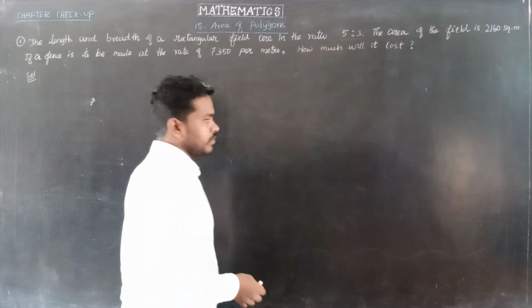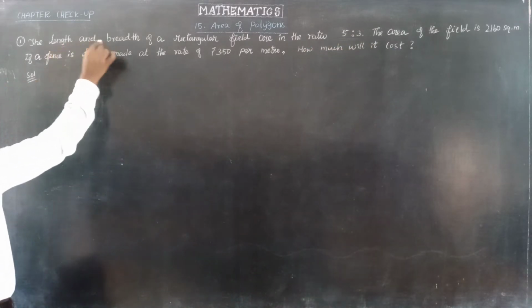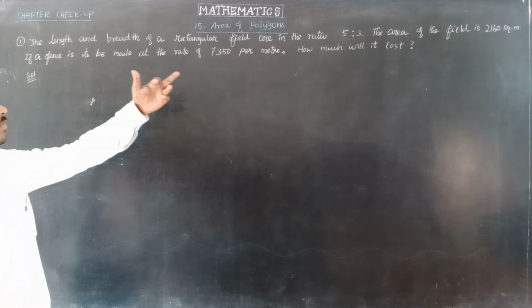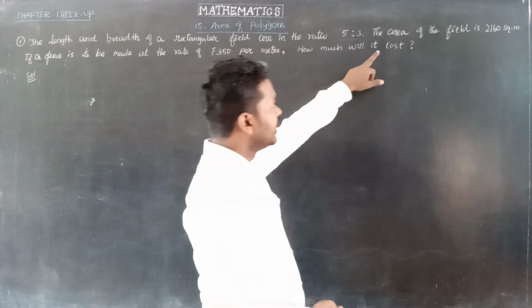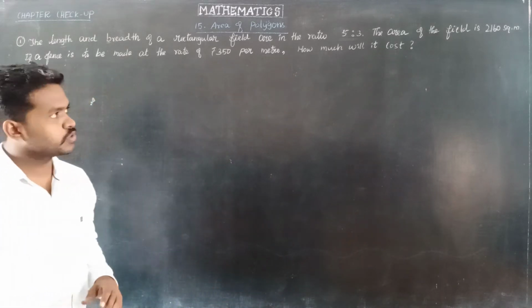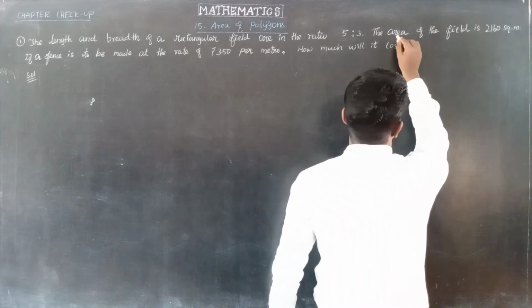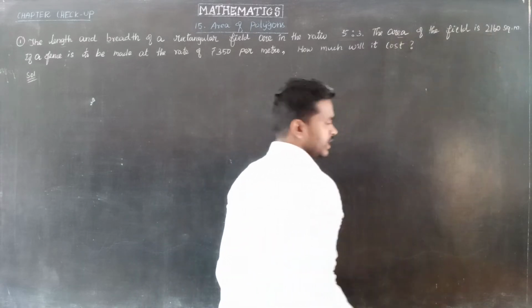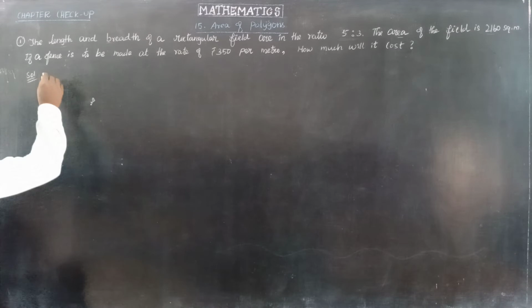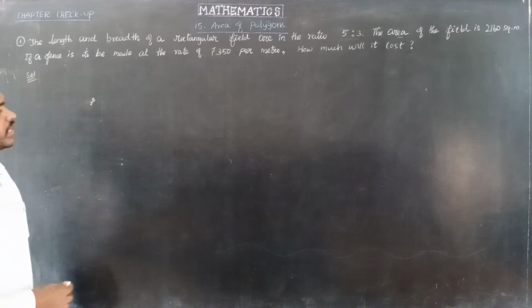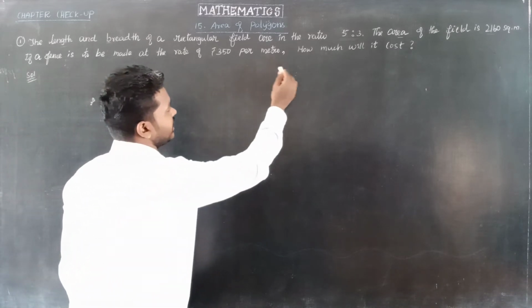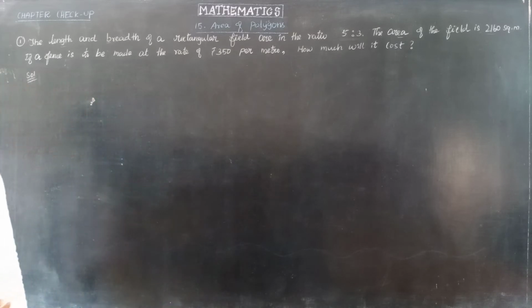So the ratio is given for the length and the breadth of the rectangle. The area of the field is 2160 square meter. If the fence is to be made at the rate of 350 per meter, how much will it cost?